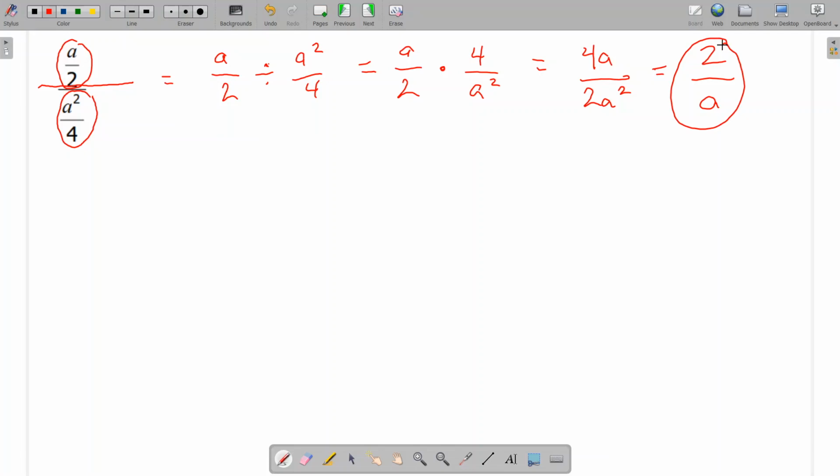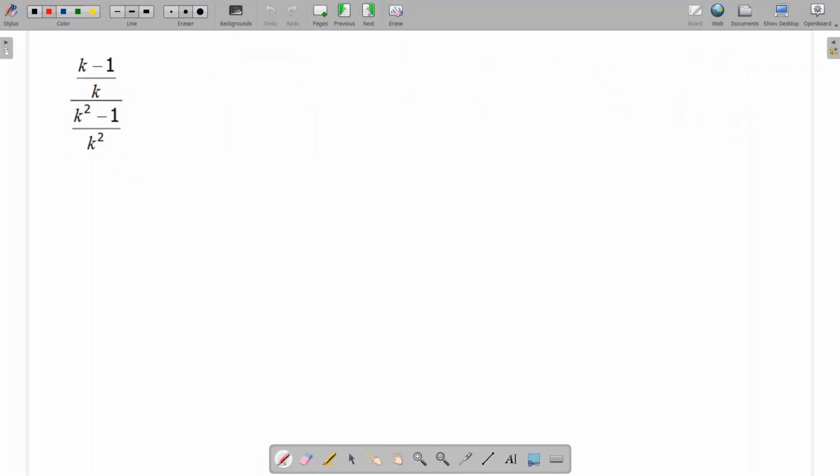When it's in this complex fraction format, it's very confusing, it's complicated. So we go through these steps to make it simpler, make it a lot easier for us to actually go through and simplify. So let's look at one where we don't just have monomials here.